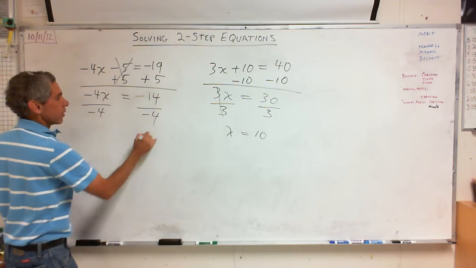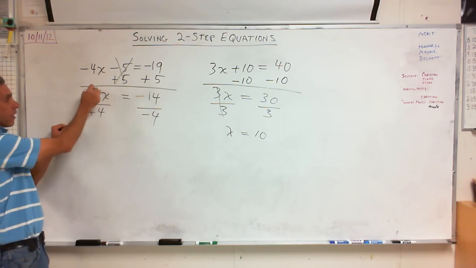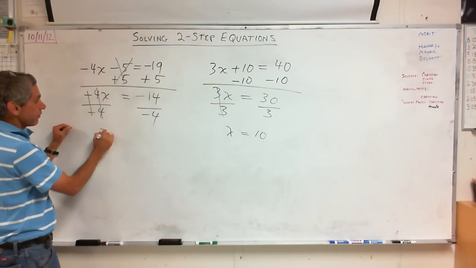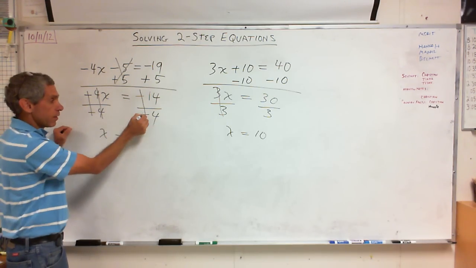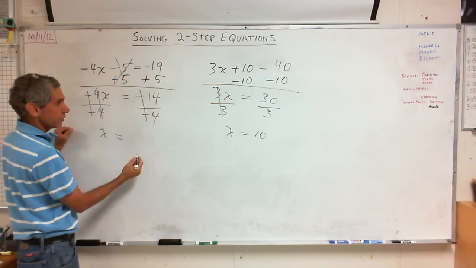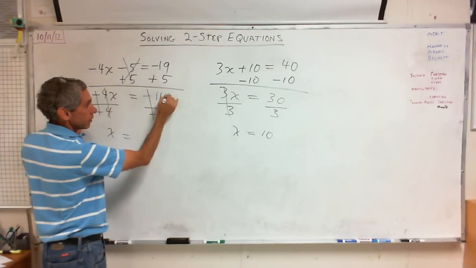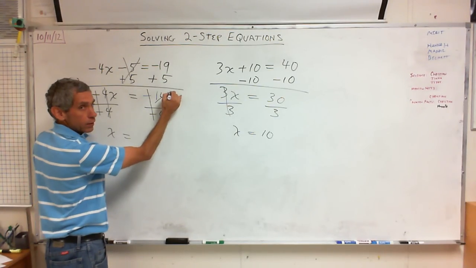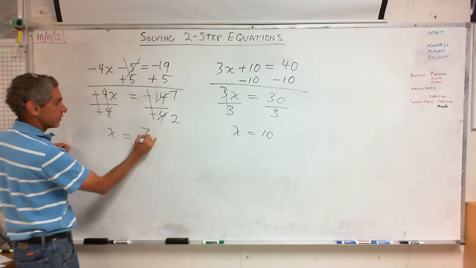Divide by negative 4. All right, so the negatives cross out, the 4's cross out. I have x is equal to the negatives, top and bottom, they cross out. So all I have left is 14 over 4. Let's see, 2 goes into both of those, right? 2 goes into 14 7 times. 2 goes into 4 twice. So my answer is 7 halves.